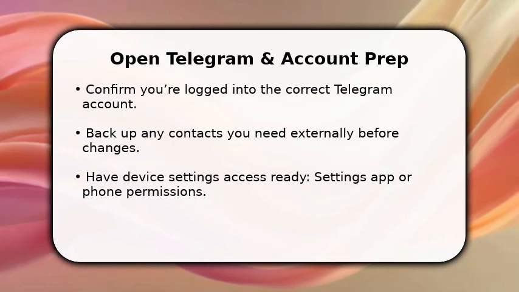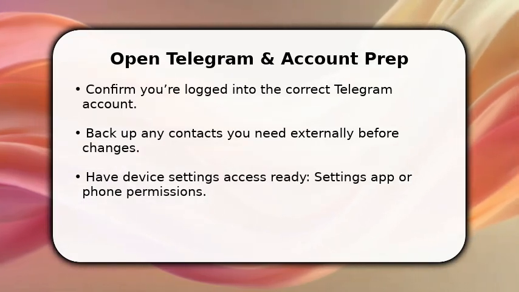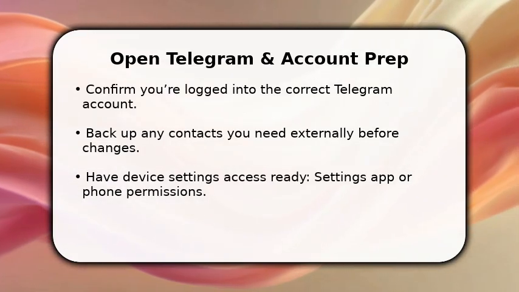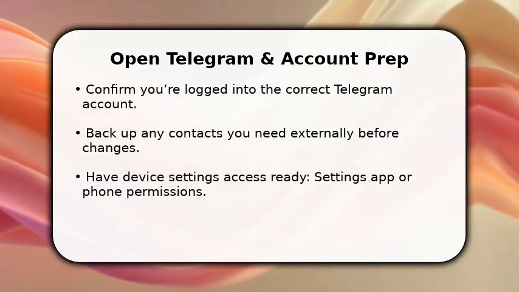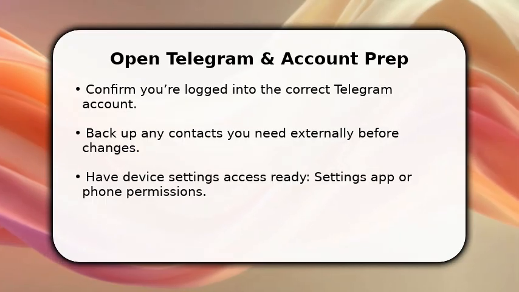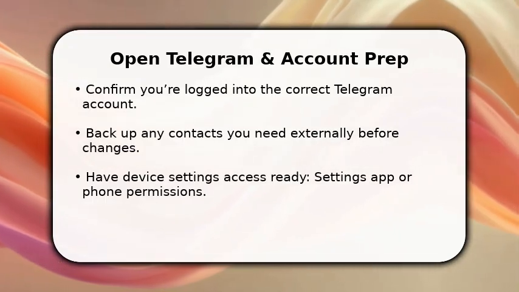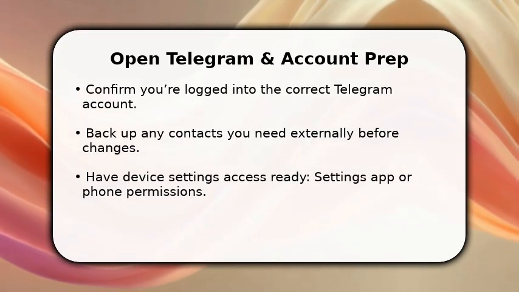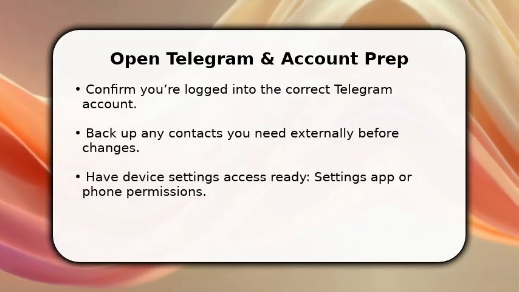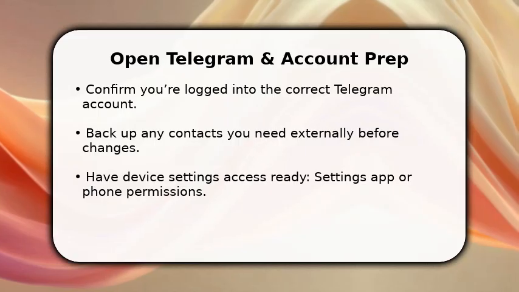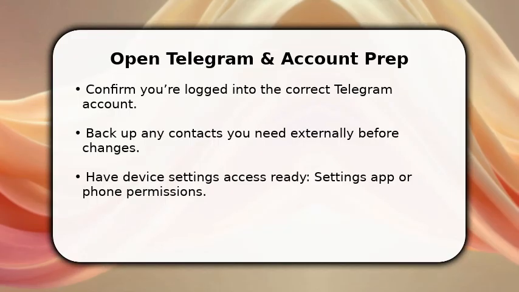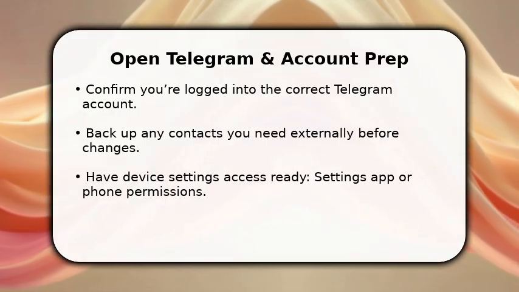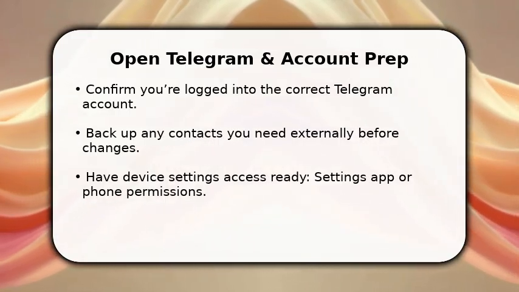Enjoy the video. You're starting in the Telegram app on your phone. Open it now and make sure you're in the account you intend to change. Once done, double-check you've backed up any important contacts elsewhere because turning off sync stops new imports. Next, prepare to access Telegram settings, and if needed the phone's app permissions, you'll revoke contact access there. This first step focuses on readiness so that subsequent actions only change sync behavior, not your stored phone contacts.